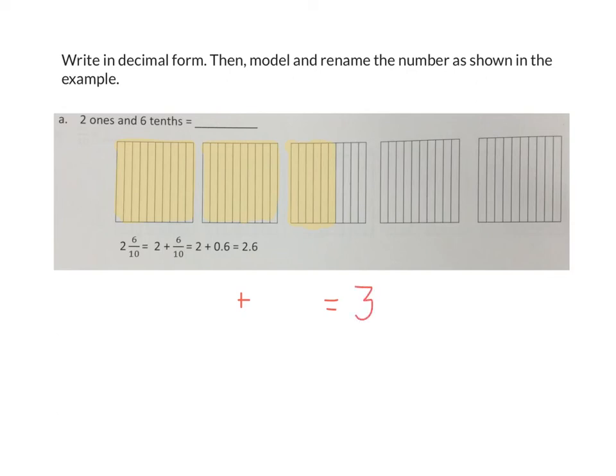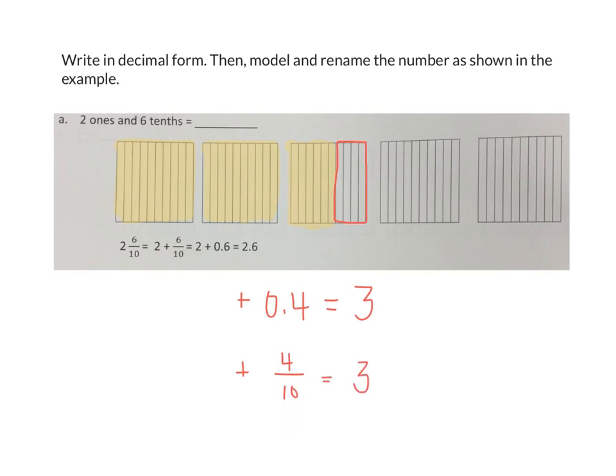What's missing? Well, I would have to fill in this section right here to get to 3. What do I have to fill in to get to 3? Kaship? 0.4. Is there another answer that would also get me to 3 besides 0.4? Kaship? 4 tenths. Good. 2.6 plus 4 tenths equals 3.